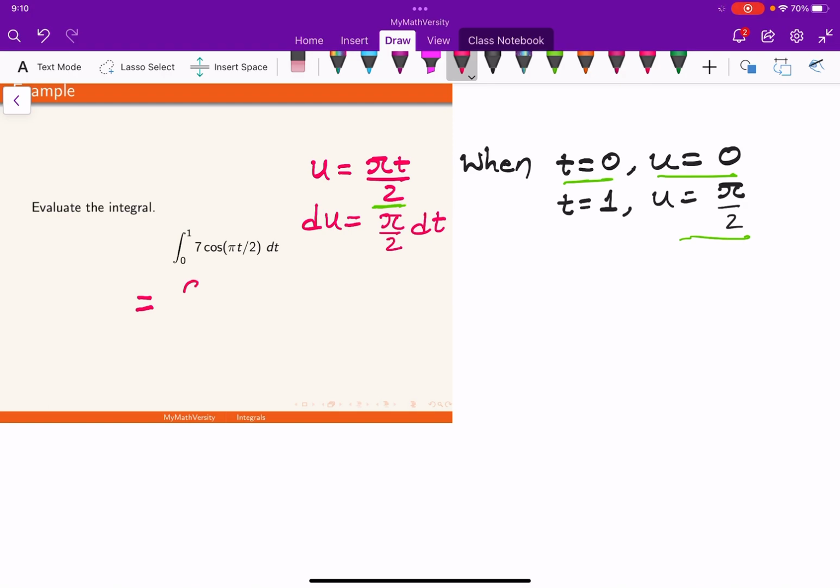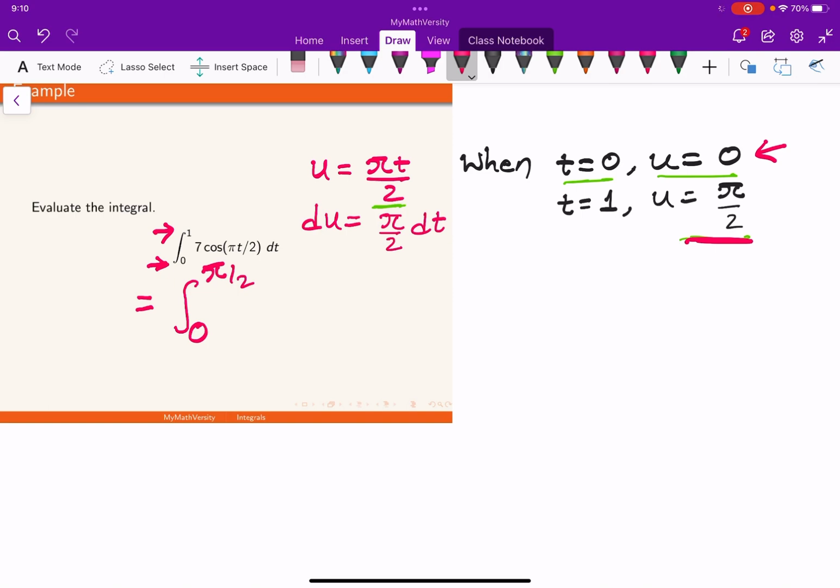So now over here, this is the integral sign. At the lower limit of integration, when t equals 0, u will be 0, so we can write that down as 0. When t equals 1, we have solved and the value of u is pi half. So instead of 1, we can change that into pi half.